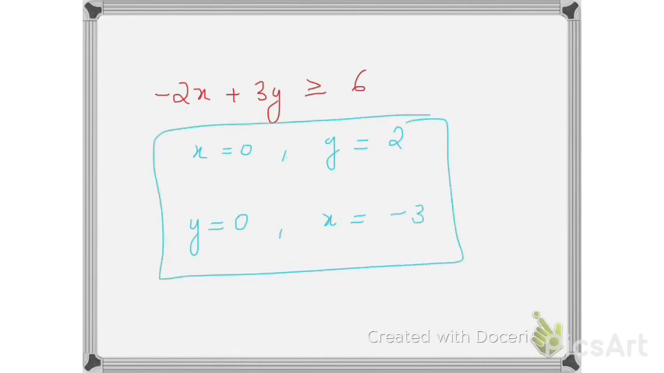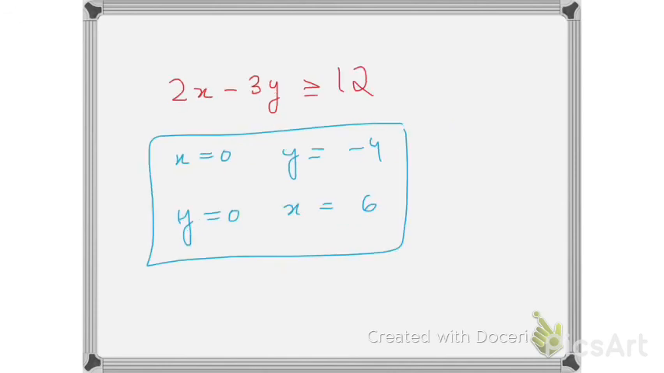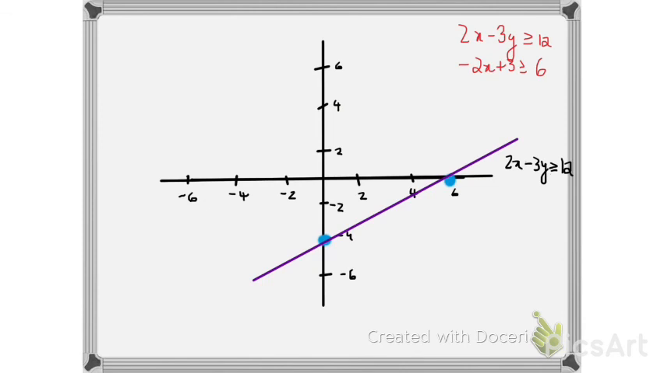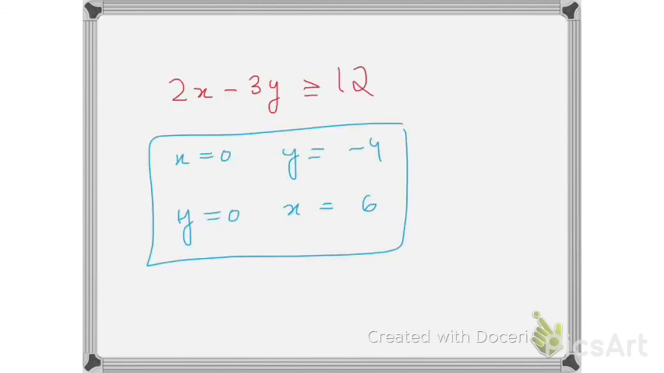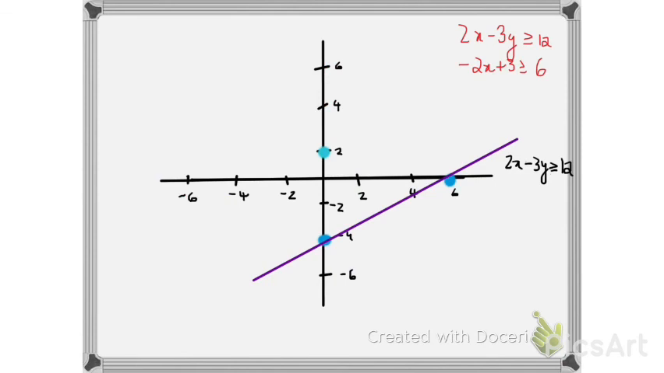So x is equal to 0 and y is equal to 2. So we mark it here. Then we have y is equal to 0 and x is equal to minus 3. So minus 3 will come in between the minus 2 and minus 4. So we graph it there. Now we just join these points. And we need to know which region to shade.